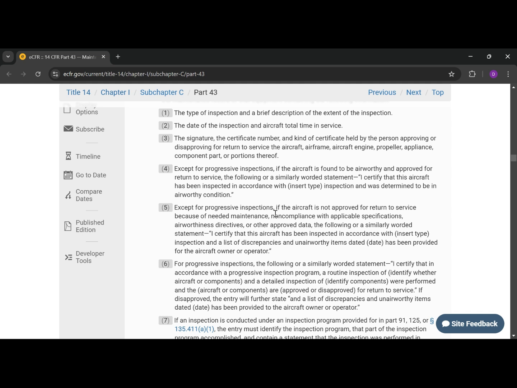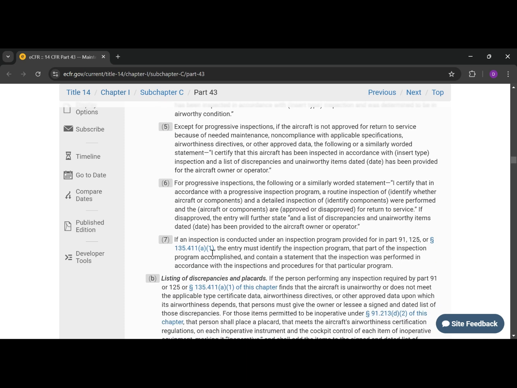Except for progressive inspections, if the aircraft is not approved for return to service because of needed maintenance, non-compliance with the applicable specifications, airworthiness directives, or other approved data, the following or a similarly worded statement: I certify that this aircraft has been inspected in accordance with insert type inspection, and a list of discrepancies and unairworthy items dated has been provided for the aircraft owner or operator.